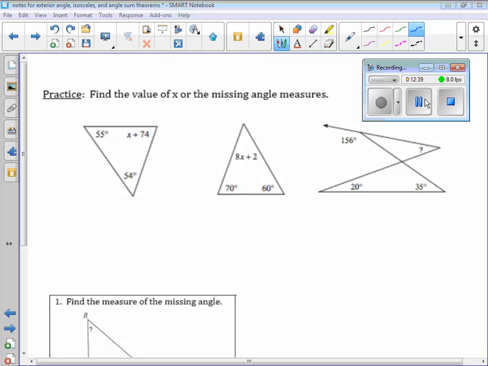All right, so you should be ready to check your answers at this time. So looking at the first one, we have the 3 angles of a triangle. They're asking us to find the value of x or the missing angle measure. So in the first one, we know that all 3 angles of a triangle add up to 180. So our equation is going to say 55 plus 54 plus x plus 74 equals 180.